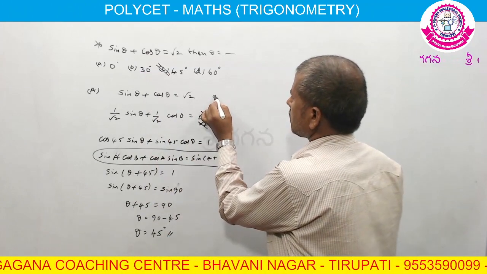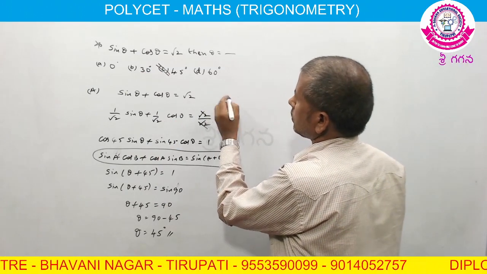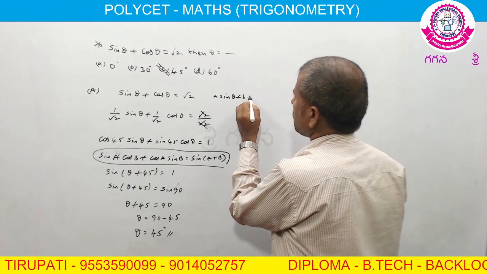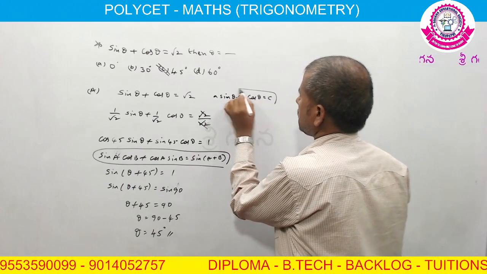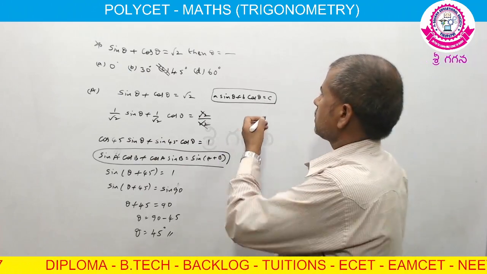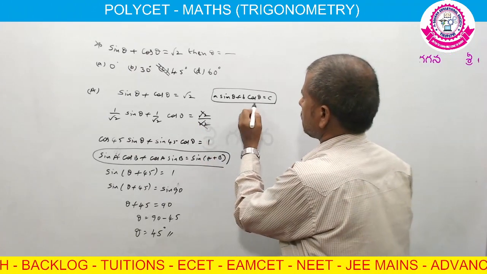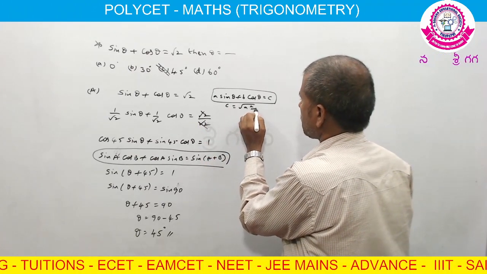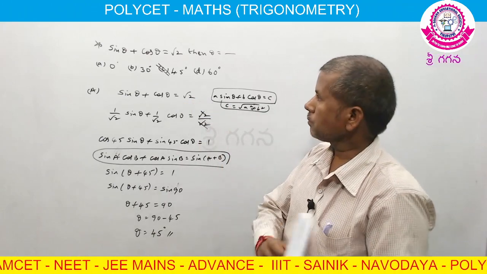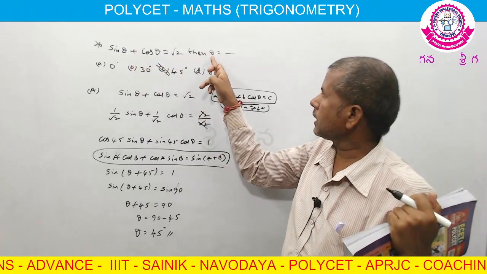Now this is the A sin theta plus B cos theta equals C type of model. For this type of model, we divide by C, where C equals root of A square plus B square. Here it is root 2 that we divide by. So once again, sin theta plus cos theta equals root 2, then theta equals dash.